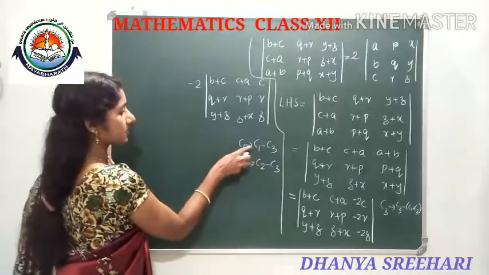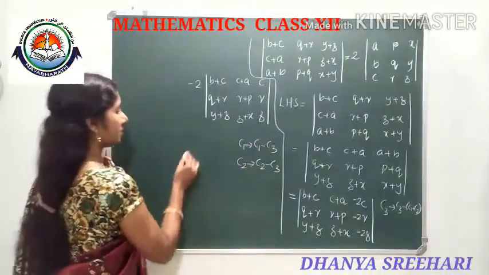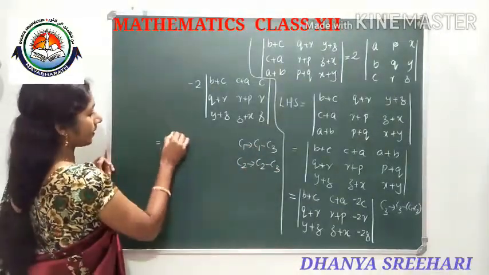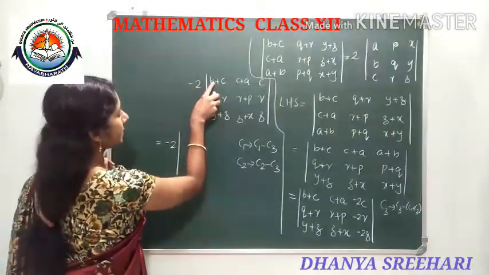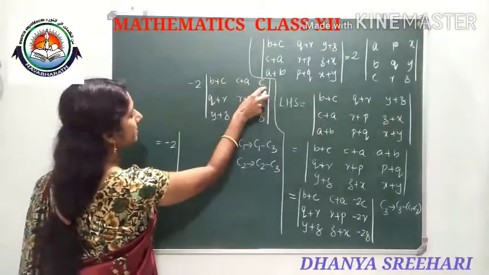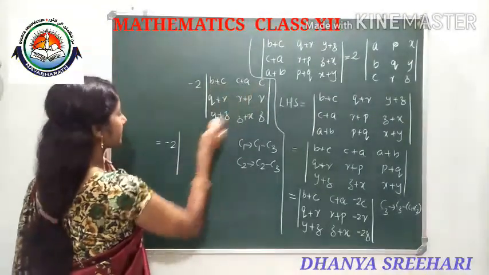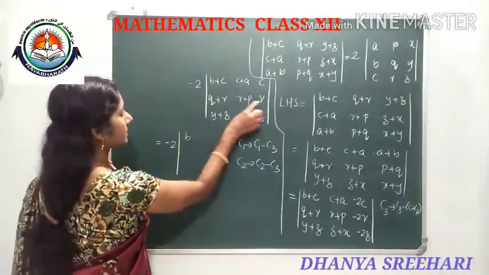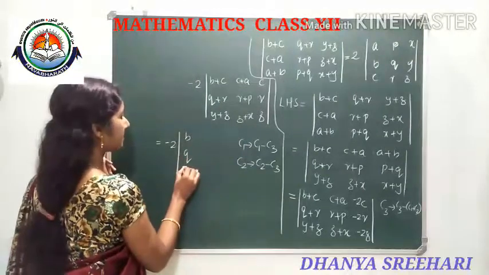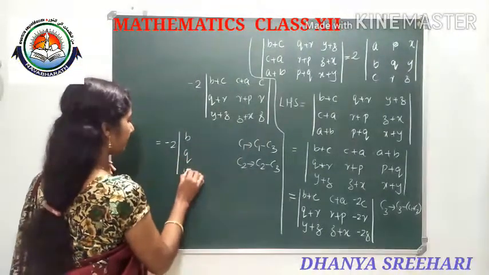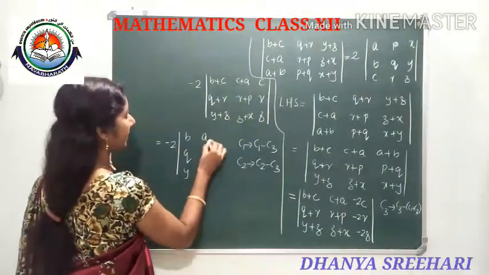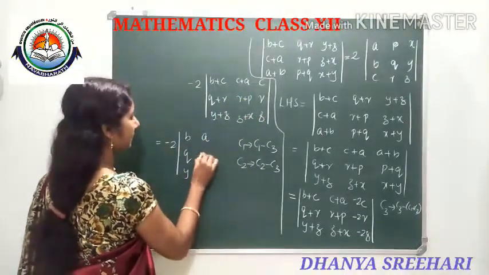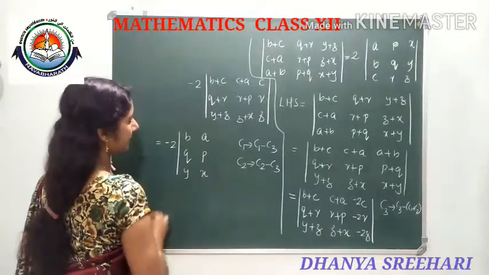Means C1 is changing, here C2 is changing. So it is coming minus 2 into, here C1 is going to change, C1 minus C3. So B plus C minus C, we will get B only, Q plus R minus R, Q, and Y plus Z minus Z, we are getting Y. And the next one, A plus C minus C, we will get A, P plus R minus R, we will get P, and the same way we will get X.